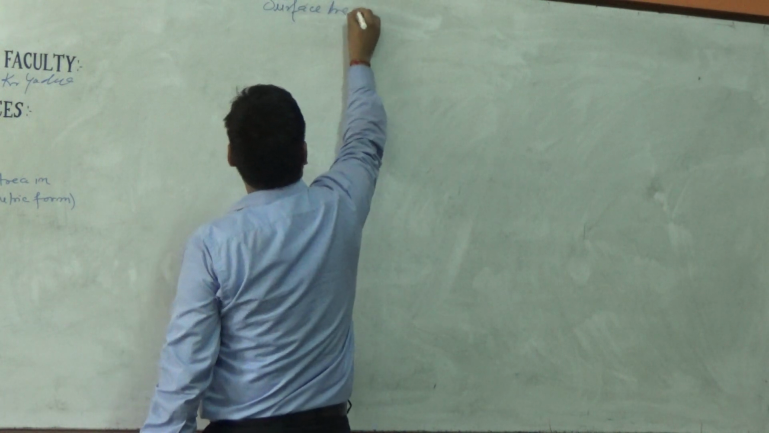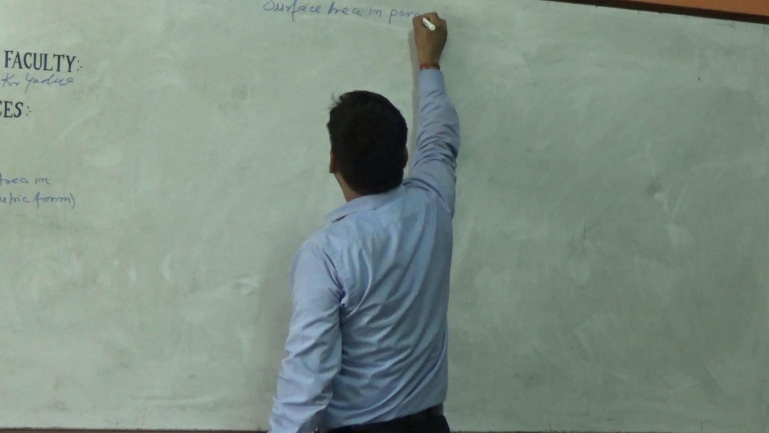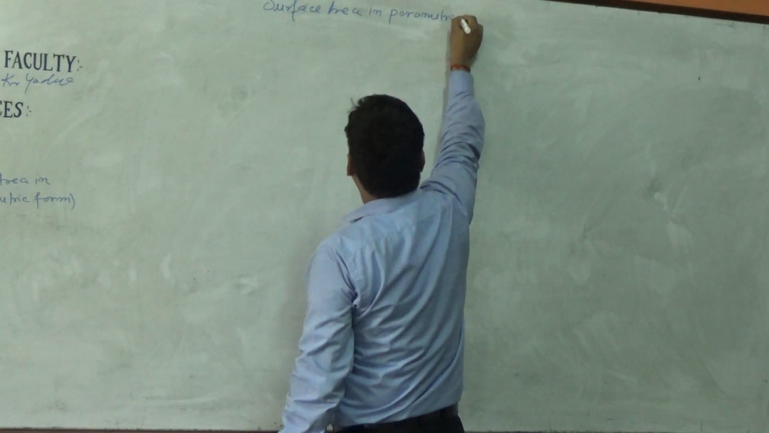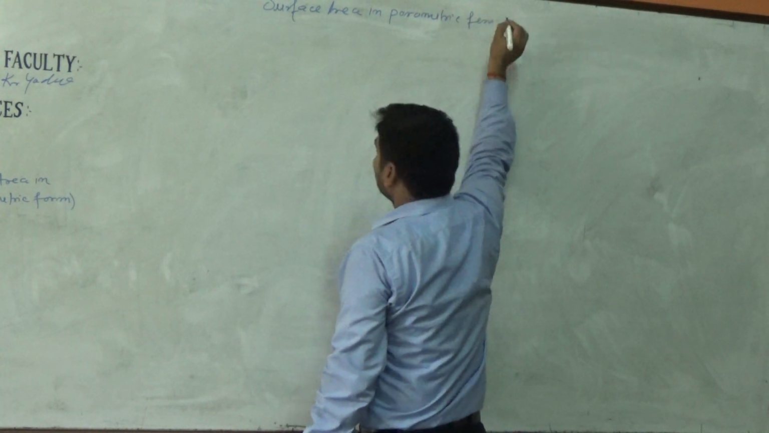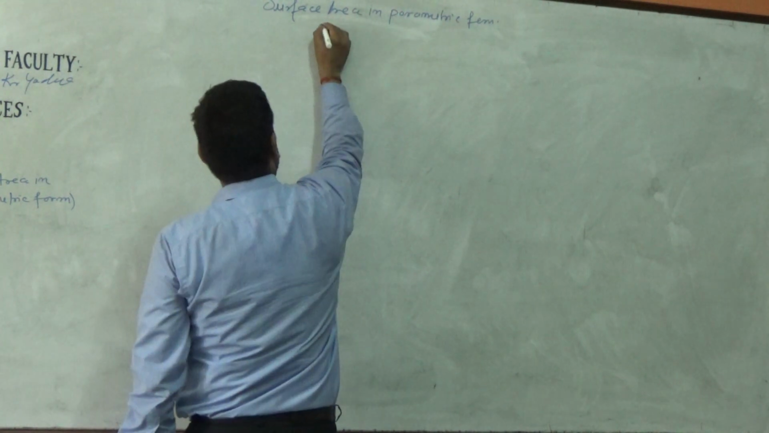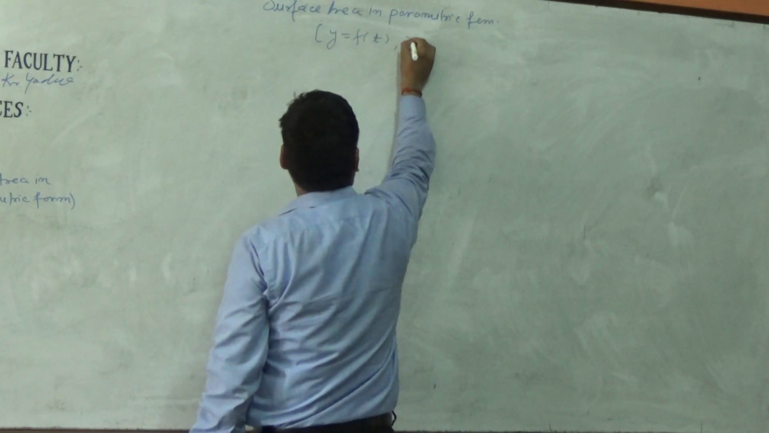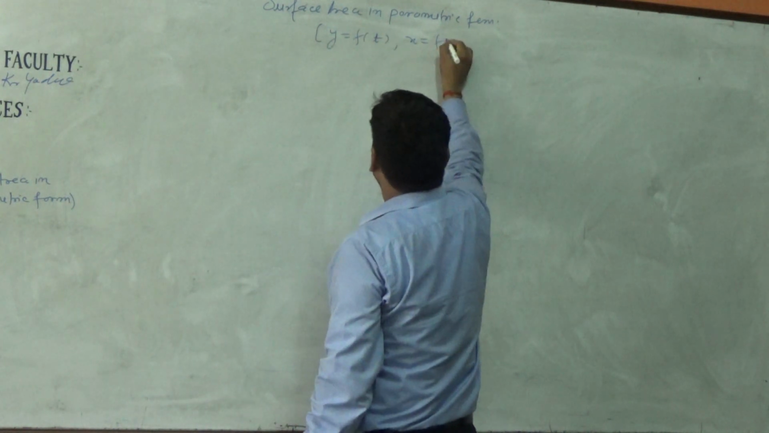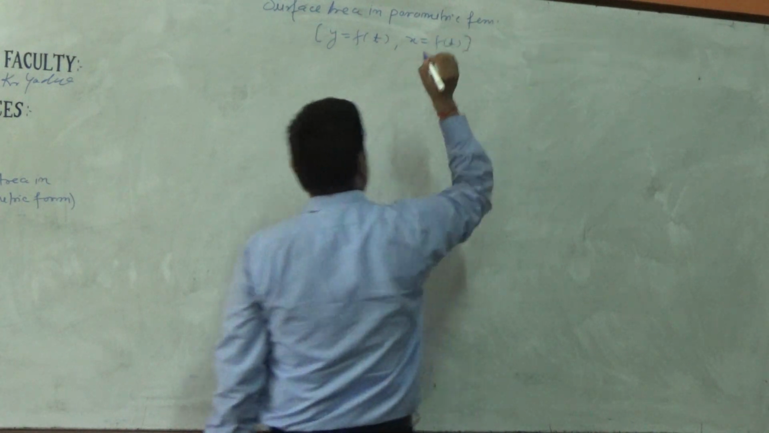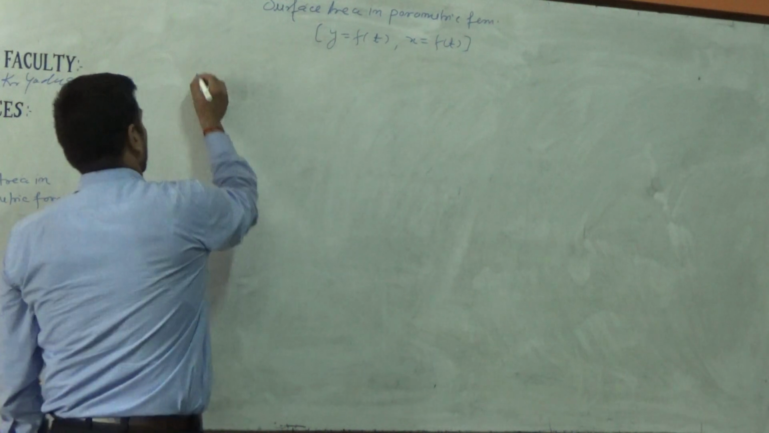Surface area in parametric form. Parametric form means the equation of the curve is of the form y is a function of t and x is also a function of t. This form is known as parametric form.